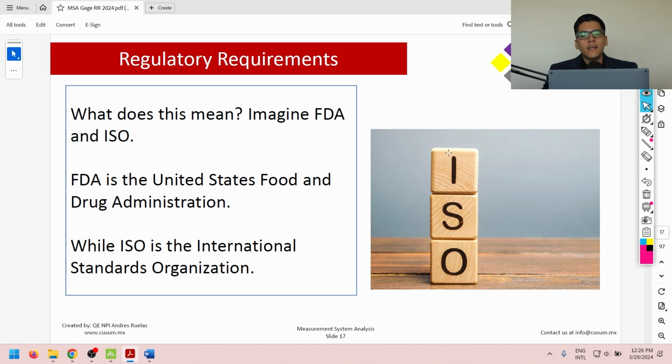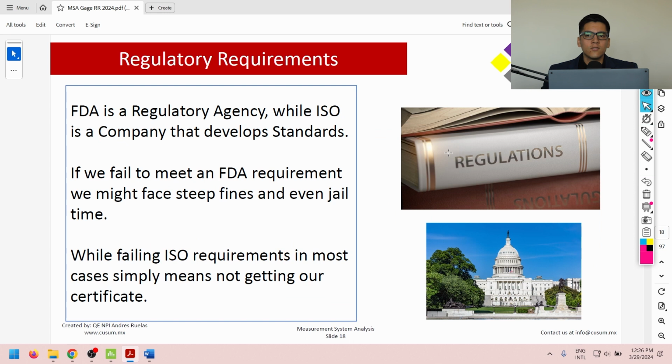So we have FDA and ISO. FDA is the United States Food and Drug Administration. They are the regulatory body tasked with making sure that all food and drugs, as well as medical device products created for the market, are safe for consumer use. While ISO, which stands for the International Standards Organization, creates standards for companies to be able to meet usual regulations. So FDA is a regulatory agency, while ISO is a company that develops standards.